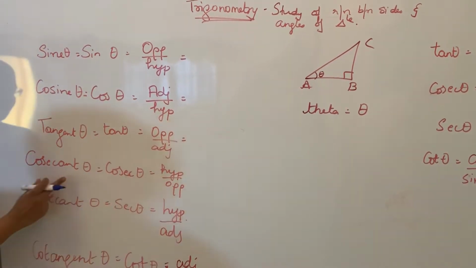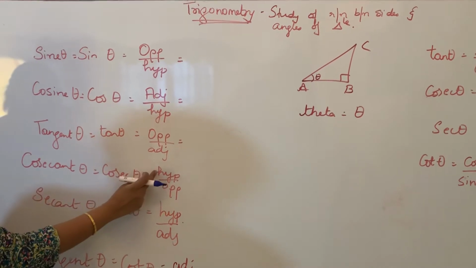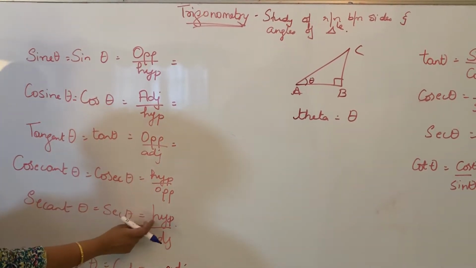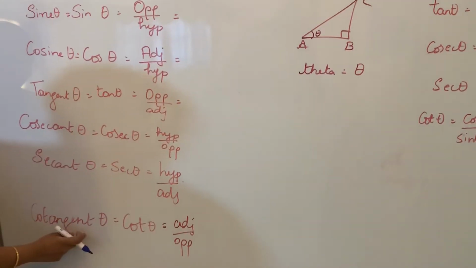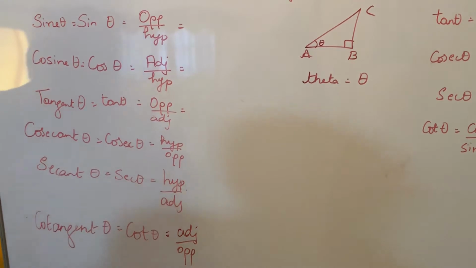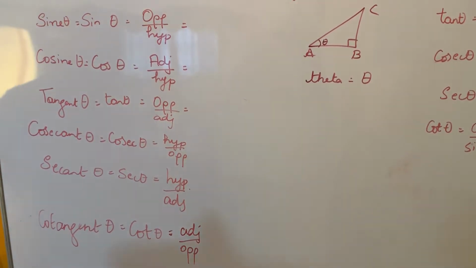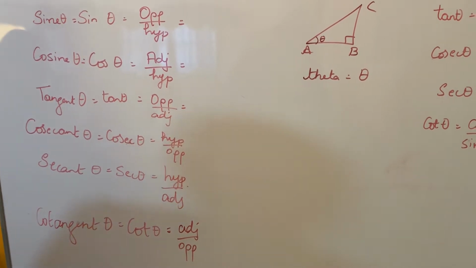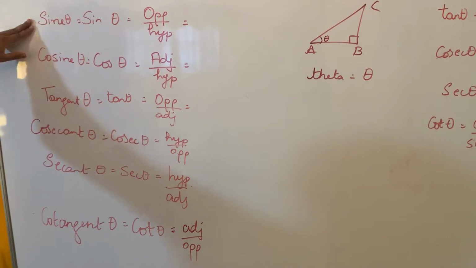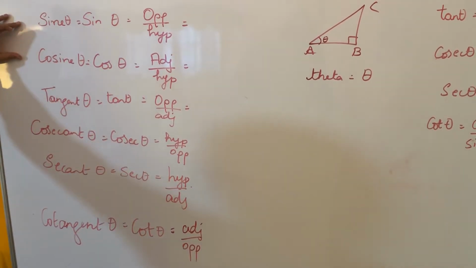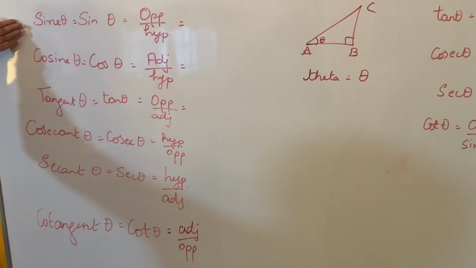Then cosecant theta, cosec theta, is hypotenuse by opposite. Now secant theta is hypotenuse side by adjacent. Cotangent theta, or we call it cot theta, is given by adjacent side by opposite. Now you have to remember this. Learn daily, you'll be able to remember. Now, actually the main basic ratios are only sin and cos. Other ratios, if you know sin and cos, you can derive from this.